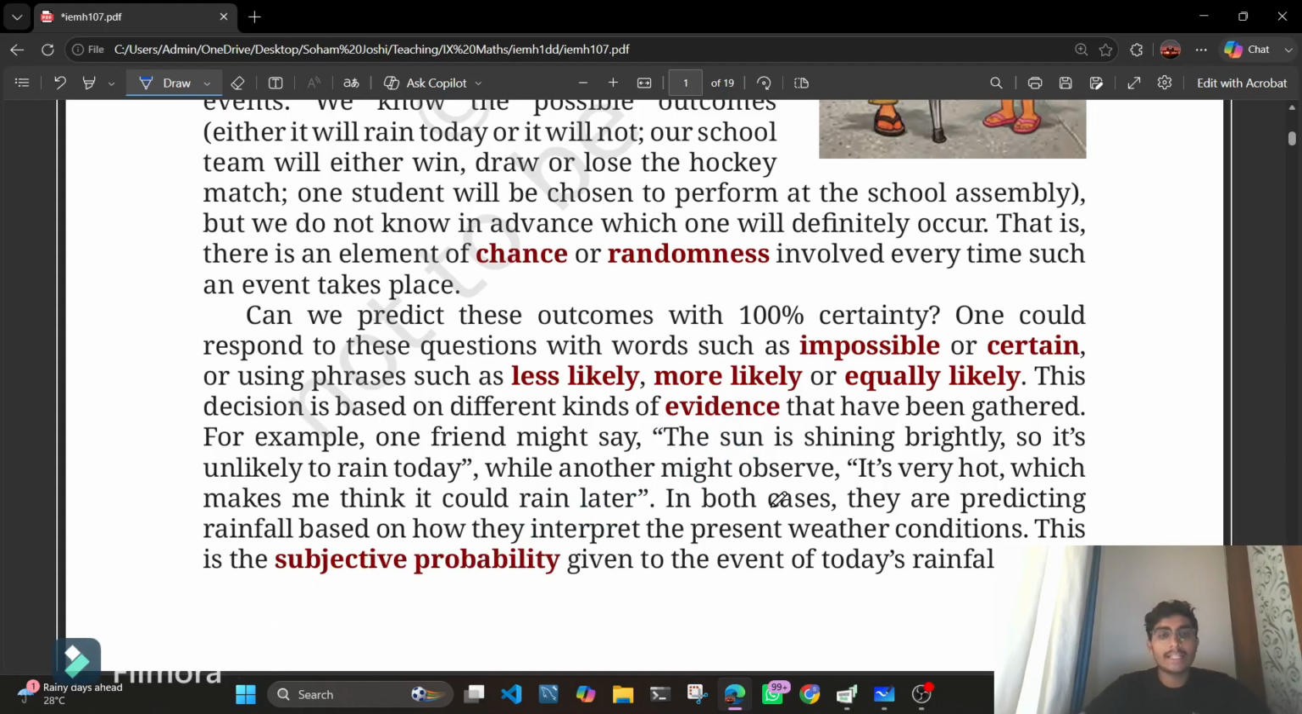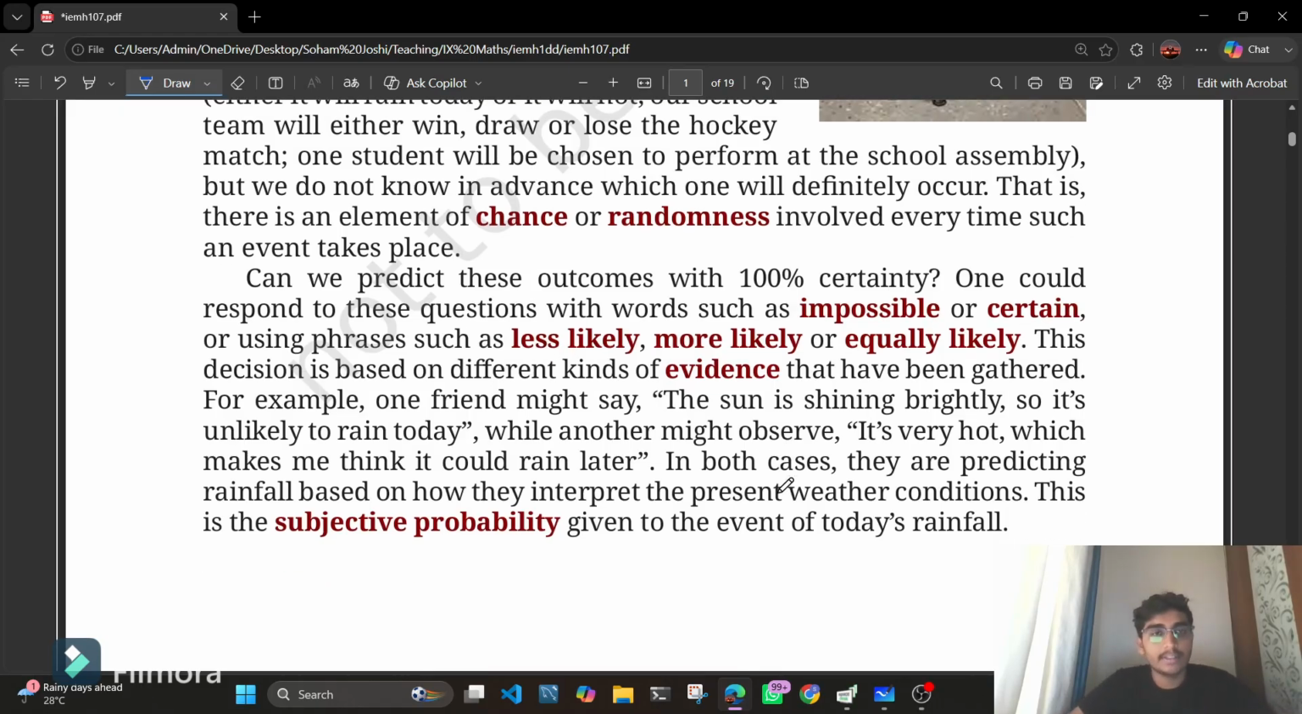But now, as I said, if you are going to bat, there are many chances that can happen. You can score a single, you can score a double, you can hit a six, you can hit a four, or the bowler can throw a wide. Anything can happen in that case.